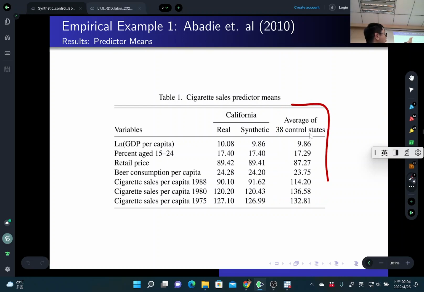It's also useful because you can display what happens if you do not use synthetic control. If you just use a simple average over all the non-treated states, the matching is not good. For example, the cigarette consumption in 1988 in California is actually 90, and if you just do a simple average, it's 140. But if you use the synthetic control method, you generate a synthetic California that is very close to the real California in 1988. So that's something you can also show for your reader. Okay.